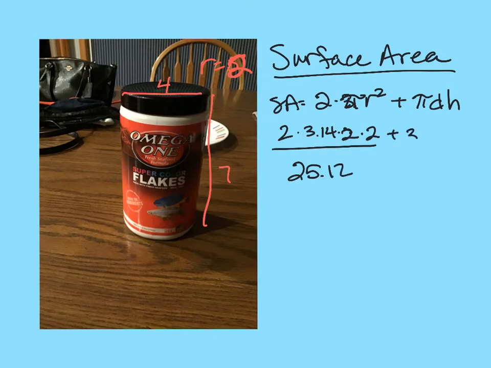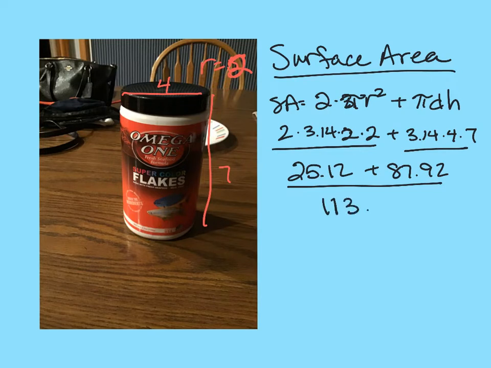And I'm going to add that to pi times the diameter times the height. When I did that, I got 87.92. I add them both together. My surface area is 113.04 inches squared.